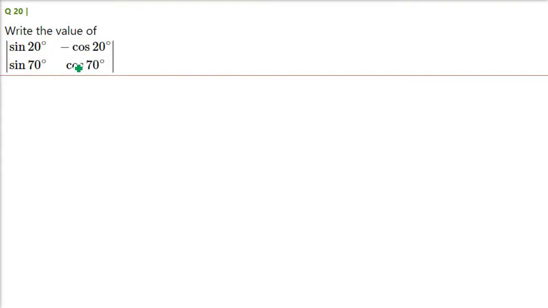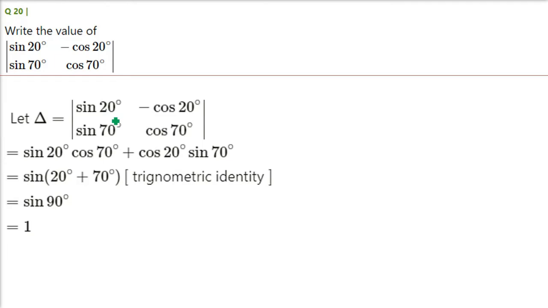Write the value of this. So you just have to do it. Means just cross multiply and subtract. Sin 20 multiplied by cos 70 minus cos 20 sin 70. Since it is negative, it becomes plus. So sin A cos B plus cos A sin B, that will be the answer.